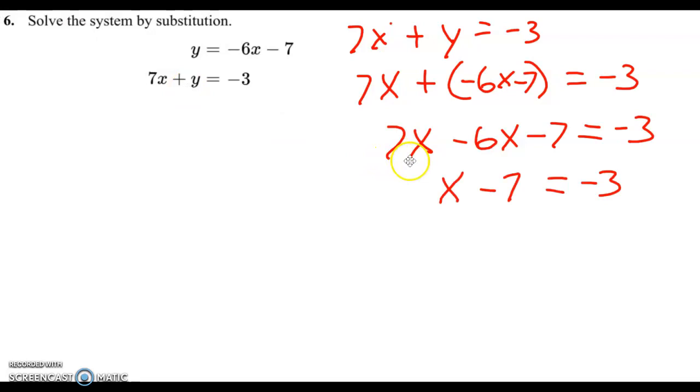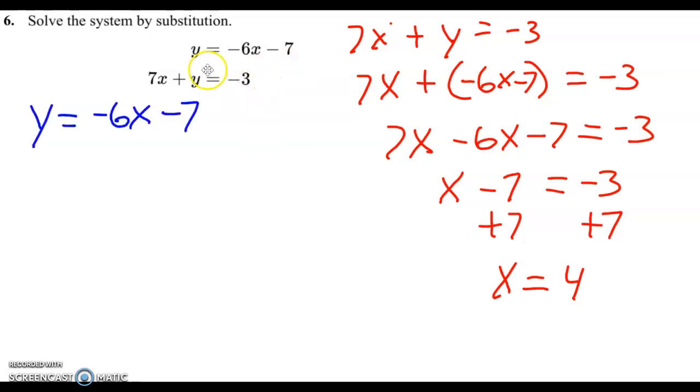Collect like terms. 7x minus 6x is 1x. Add 7 on both sides, and that gives me x is equal to 4. Then I'm going to take that 4 and plug it into the one to solve for y. Again, you can plug it in either one, but I think it's better if you plug it into this one that's already solved.